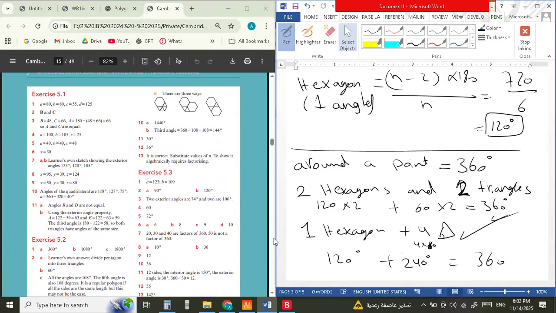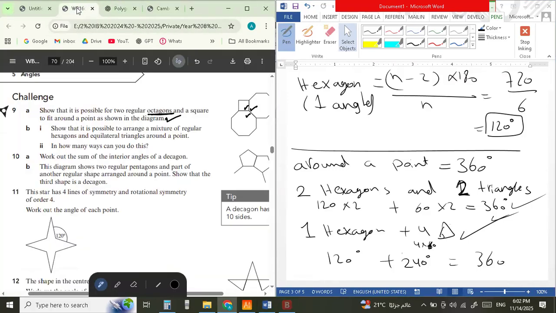There are also 2 triangles and 2 hexagons. That's what we did here: 2 hexagons and 2 triangles. It is saying also 2 hexagons and 2 triangles, but rearranged differently, as you see, making a different shape.